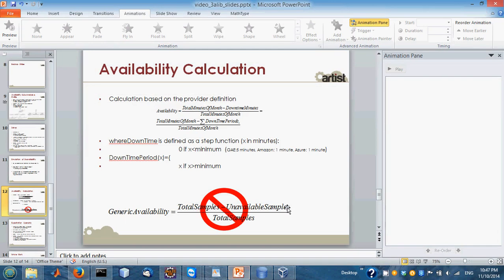total samples minus the unavailable samples divided by the total samples, because the providers need to have at least a downtime period that is at least of 1 minute, and then by summing all the different downtime periods, then you can delete this from the total minutes of the month and divide this by the total minutes of the month to acquire the overall availability of the service.